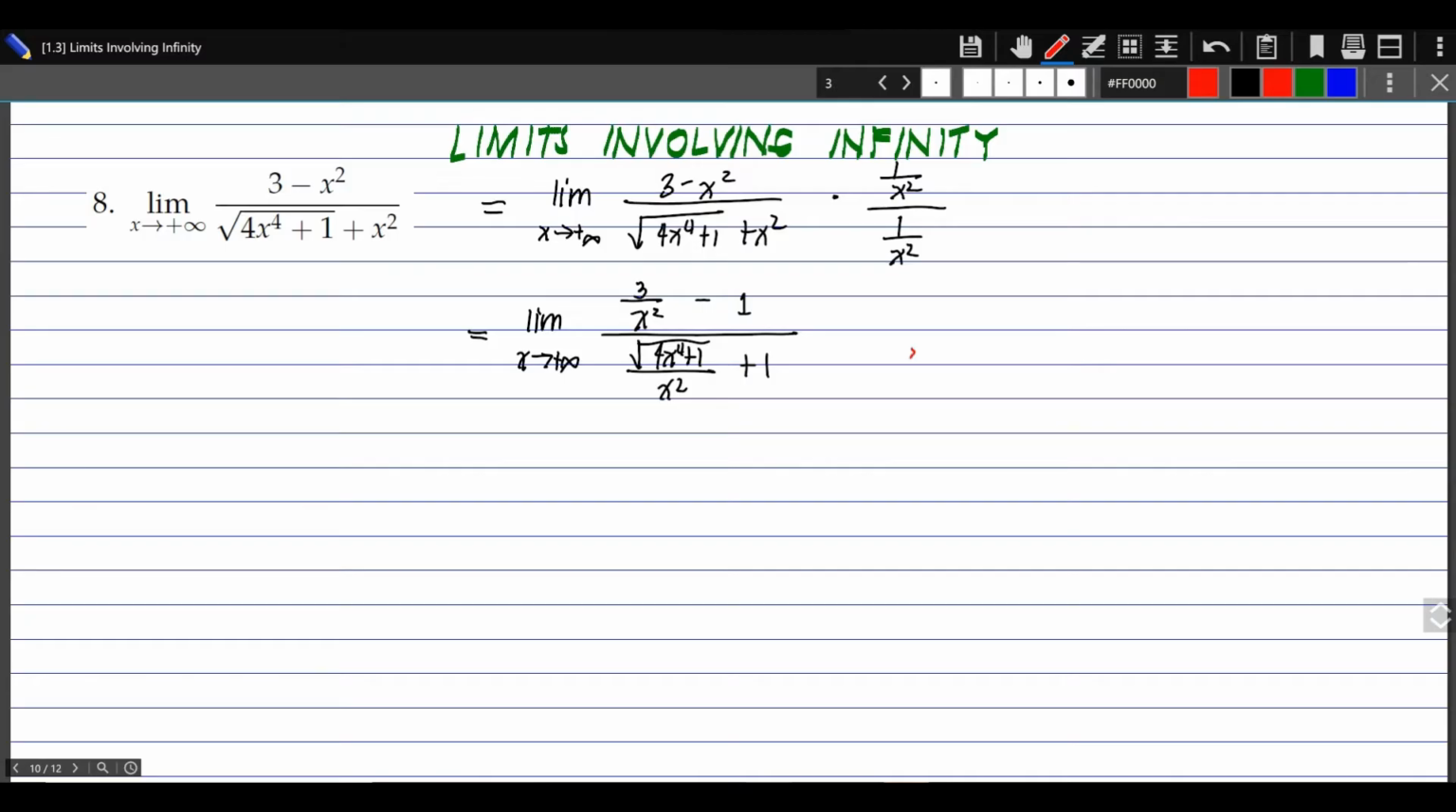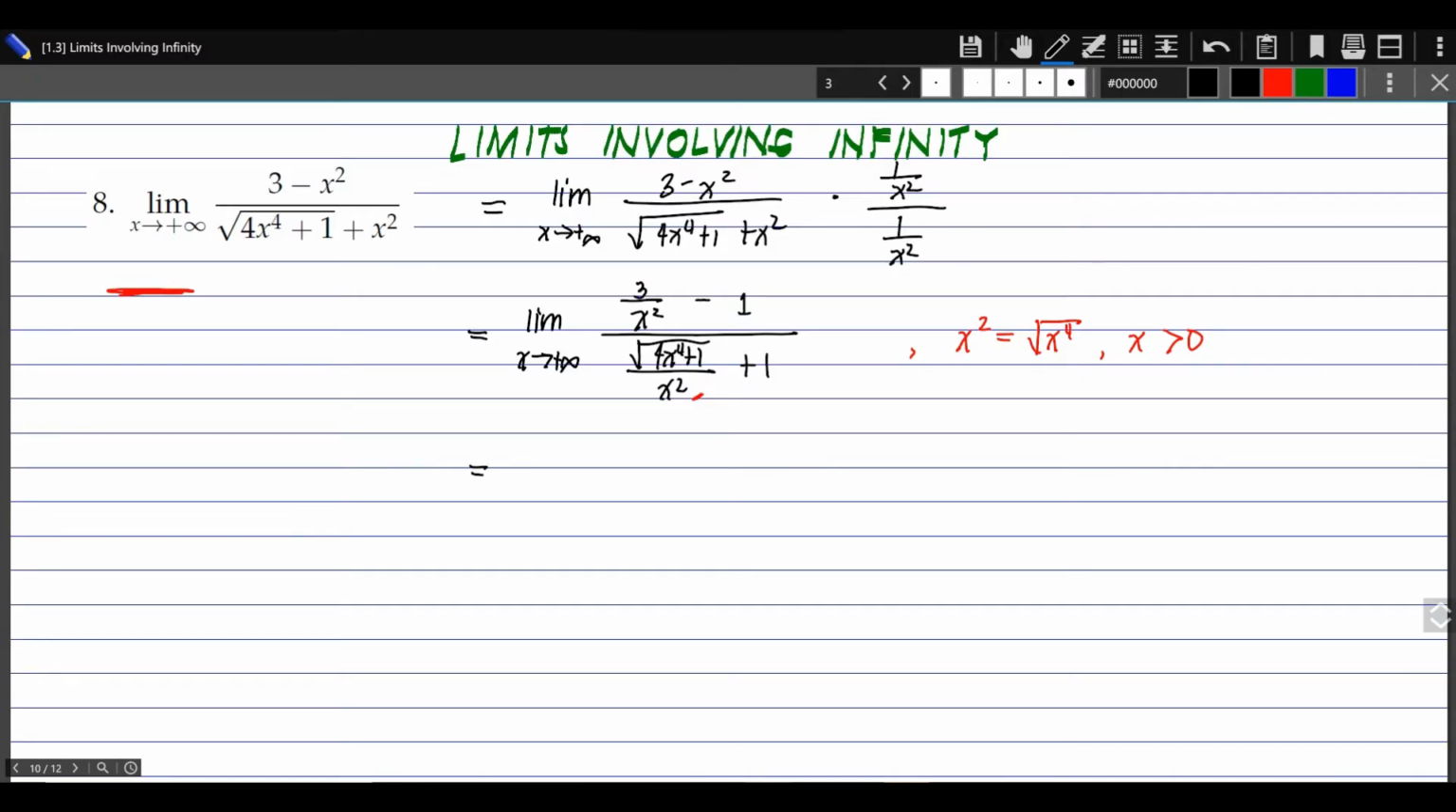Now at this point, we take note here that x squared is equal to the square root of x raised to 4 for positive values of x. And since x goes to positive infinity here, we can replace x squared with the square root of x raised to 4. But actually, x squared is equal to the square root of x raised to 4 even for negative values of x. But it's good to always check, especially when we are dealing with problems that involve the radical symbol.